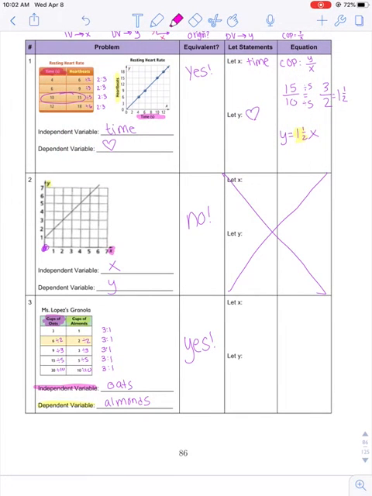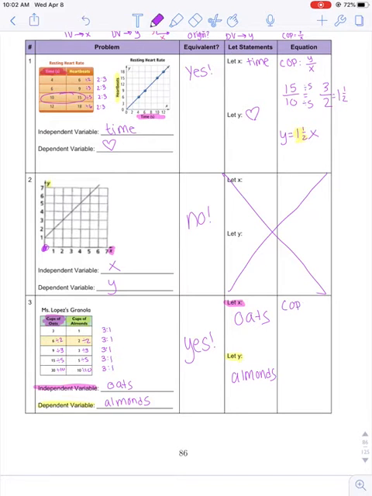X is going to be whatever our independent variable was, or whatever's first in the table. It's the same thing. Y is going to be the dependent variable, or whatever's second in the table. So let X be oats, let Y be almonds.